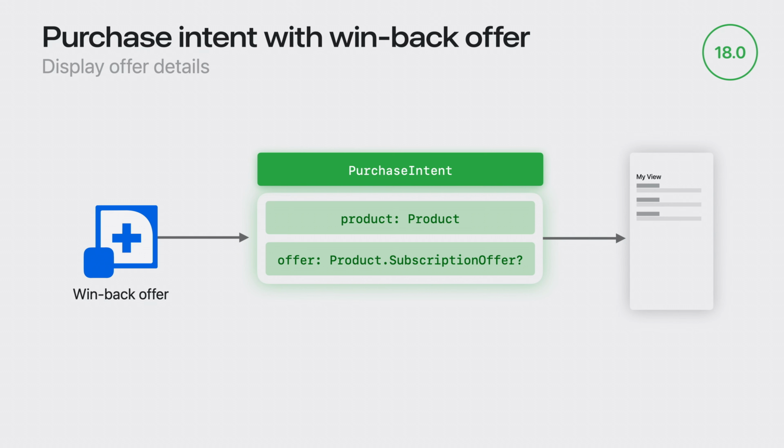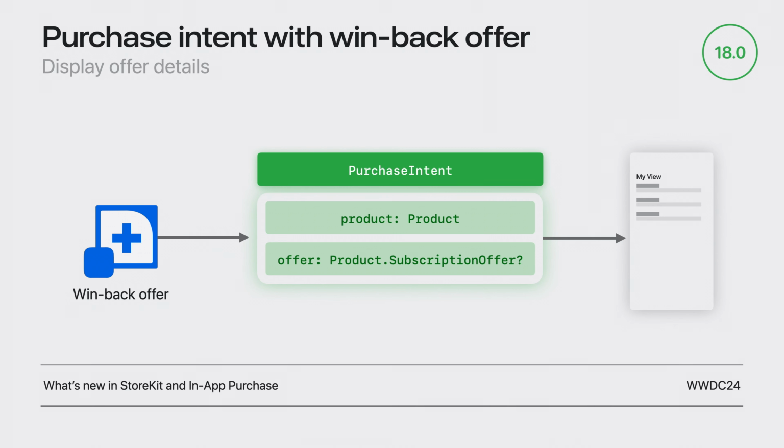In Xcode 16, use StoreKit testing in Xcode to test your purchase intent listener and deferral logic. Check out the StoreKit session, What's New in StoreKit and In-App Purchase, where Rudy will go into more detail. And that is all for Streamlined Purchasing for win-back offers, and how to handle these purchases in the app if you need to turn off this feature.